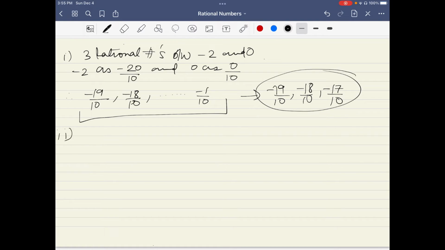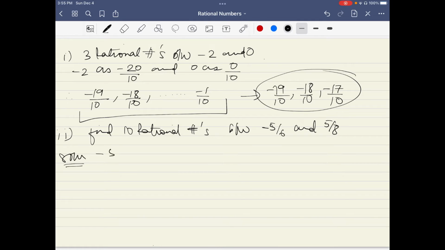Now, second one is find 10 rational numbers between minus 5 over 6 and 5 over 8. Now, we can write minus 5 over 6 as follows. We can multiply both the denominator and the numerator by 4. And this gives us minus 20 over 24.